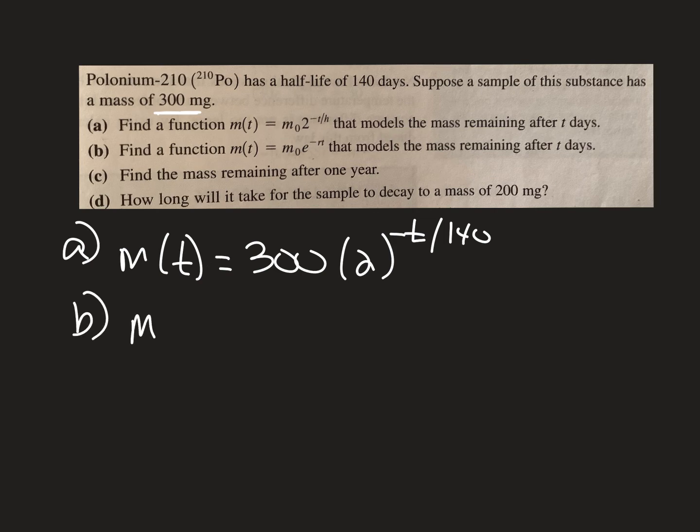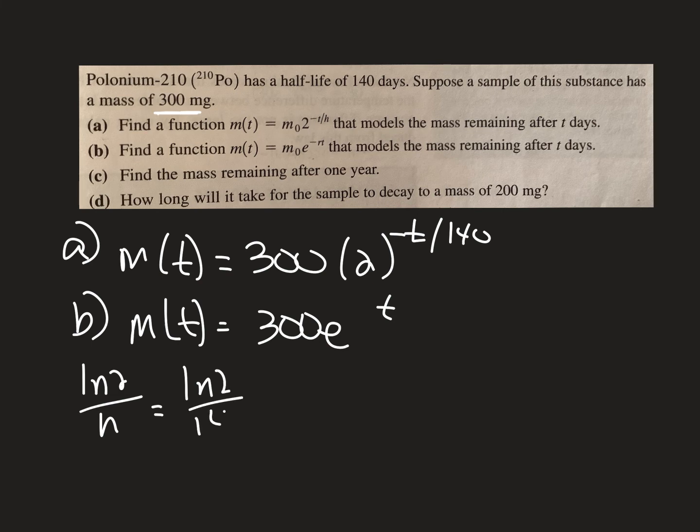Part B wants me to use the radioactive decay formula. So I'm going to do the initial amount, 300 e to the negative r t. Just like the last slide, I'm going to have to figure out what r is, so I'm going to leave that blank for a second. To find r, I know if it's a half-life, it's going to be cut in half. But remember, they gave me how to find it. The formula they gave us was natural log 2 over h, and h is the half-life, so natural log 2 divided by 140.